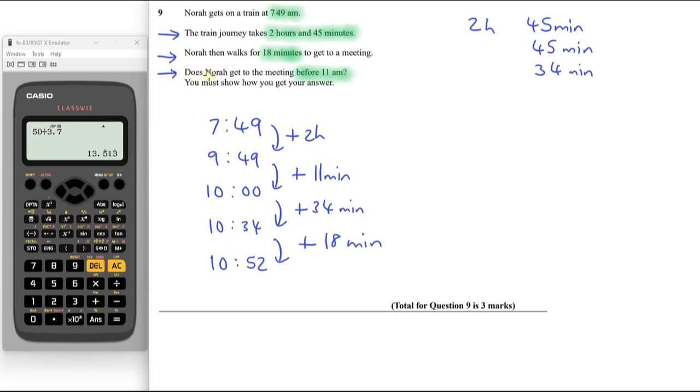So now let's look at the next statement. Does Nora get to the meeting before 11 a.m.? Yes, she does. And we can say she is 8 minutes early. So you don't have to say that she's 8 minutes early. You definitely need to say yes, and you need to give some numbers as to why it's yes. So I think if you just put 10:52, that should be enough. Or you can say that 11 o'clock is later than 10:52, something like that, should give you the full marks.